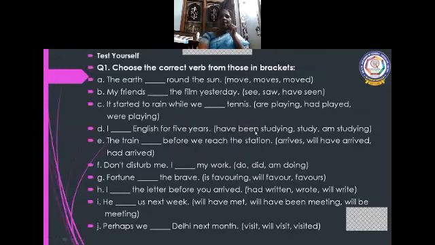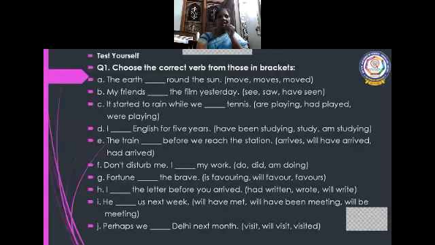The train dash before we reach the station. The train will have arrived before we reach the station. Don't disturb me. I dash my work. I'm doing my work. Fortune dash the brave: fortune favors the brave. I dash the letter before you arrived. I wrote the letter before you arrived? So I had written the letter before you arrived.